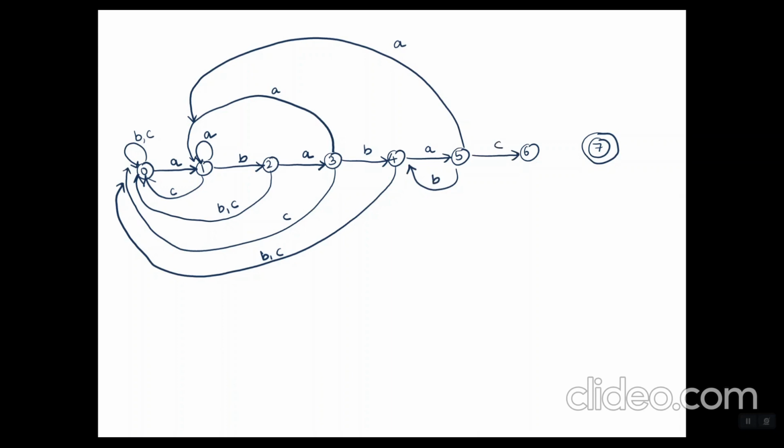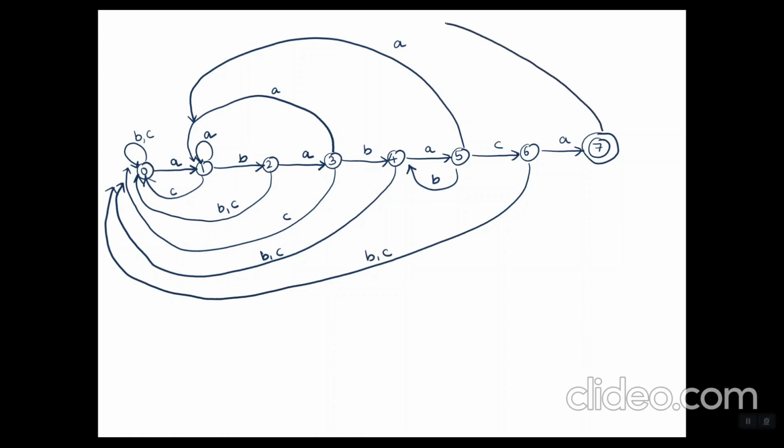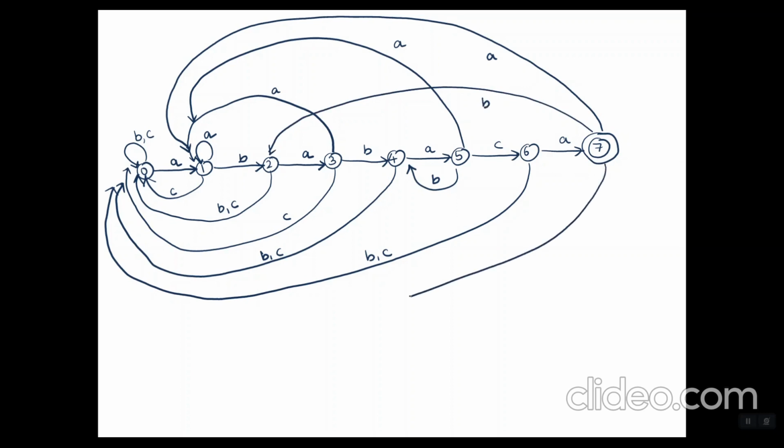State 6 accepts A and goes to 7. State 6 accepts B, C and goes to 0. Finally, state 7 accepts A and goes to 1. State 7 accepts B and goes to 2. State 7 accepts C and goes to 0.